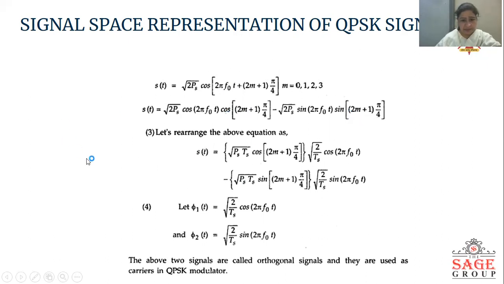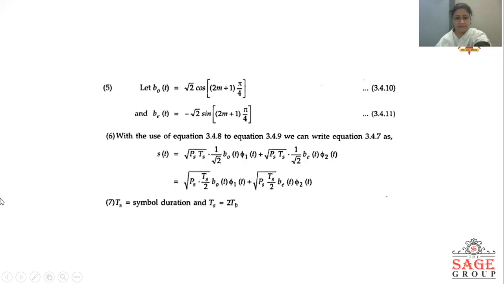Now, we will take 2 orthonormal carrier signals phi 1(t) and phi 2(t). Phi 1(t) we will substitute by root 2 upon Ts cos 2 pi f naught t, and phi 2(t) is root 2 upon Ts sin 2 pi f naught t. Now substituting phi 1(t) and phi 2(t) in this expression, we have done one more substitution. Root 2 cos (2m plus 1) pi by 4 is say b0(t), and minus root 2 sin (2m plus 1) pi by 4 is be(t).